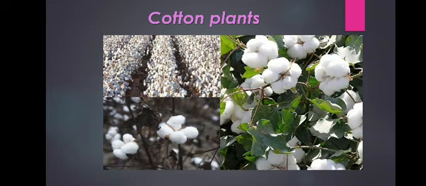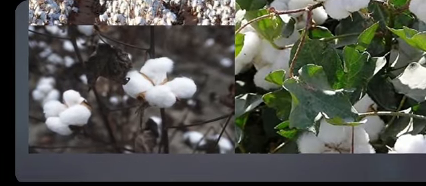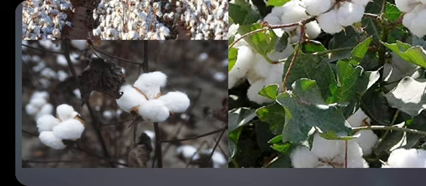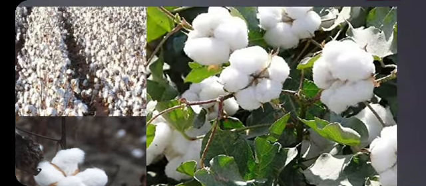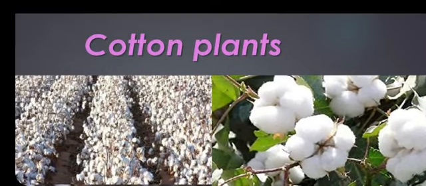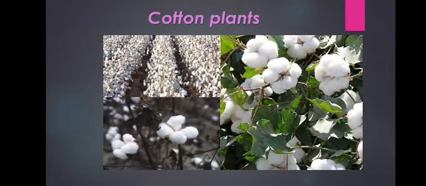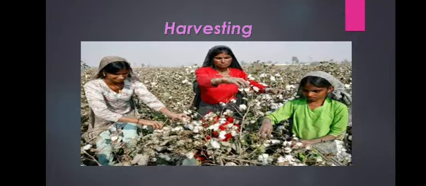This is the cotton plant. You can see this is the cotton farm. These are the cotton pods burst open, the ripened cotton pods. These are also ripened cotton pods. And the farm is ready for harvesting. This is the basic structure of cotton plants. Then this is the harvesting process. This is the manual harvesting process.